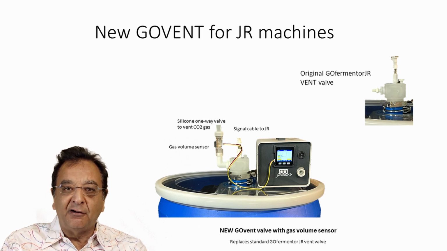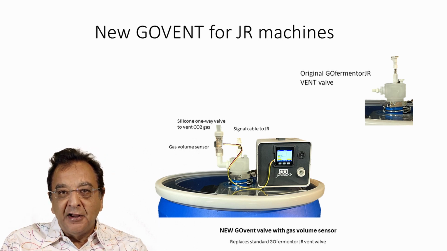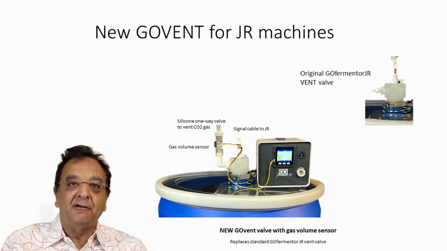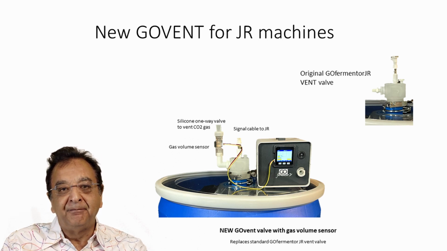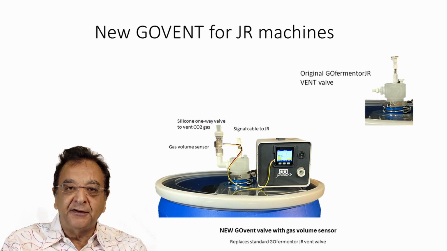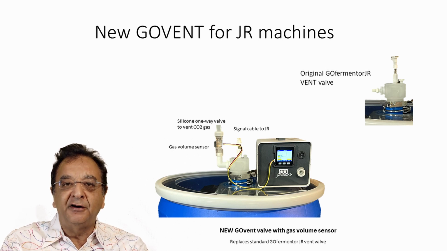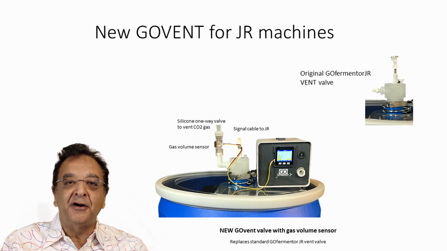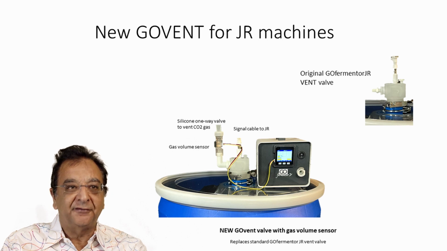So it has a silicone one-way valve, again allowing gas to leave the system but not allowing any air to enter the system. And this little device that you see in the vertical is the gas flow sensor. And it's connected via a small cable to the front panel of the GOfermentor Junior controller. And this again, we'll be providing instructions how to retrofit these. It's very simple. The software can be downloaded online and you can convert your existing equipment to this advanced upgraded CO2 monitoring ethanol estimating device.